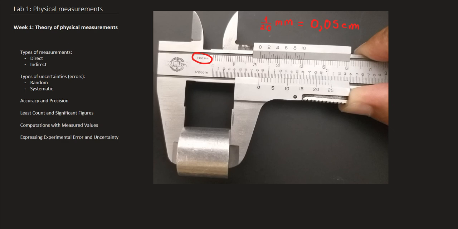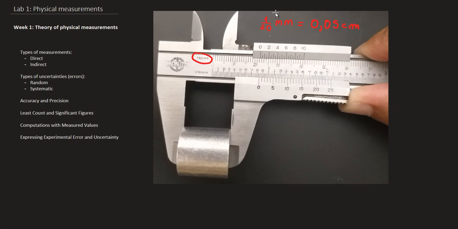Hi, our first lab will be physical measurements. It is divided into 2 weeks. In week one, we will see the theory of physical measurements. Here's a summary of what we will see through this video: types of measurements, types of uncertainties, accuracy and precision, least count and significant figures, computations with measured values, expressing experimental error and uncertainty.